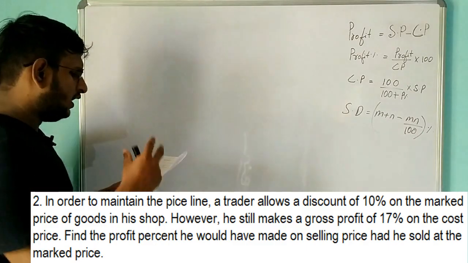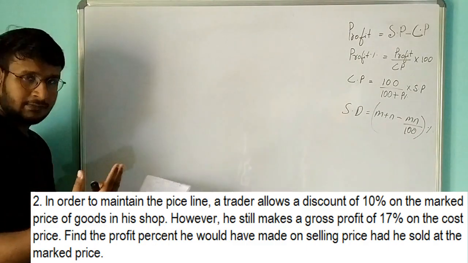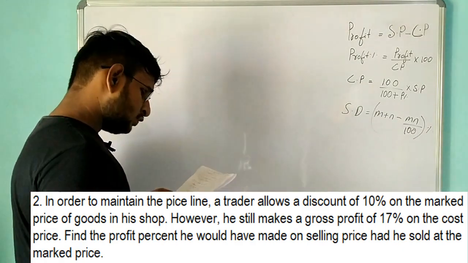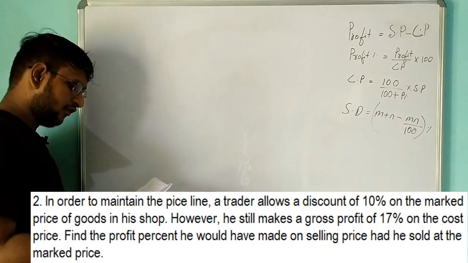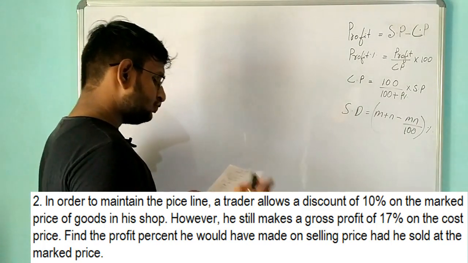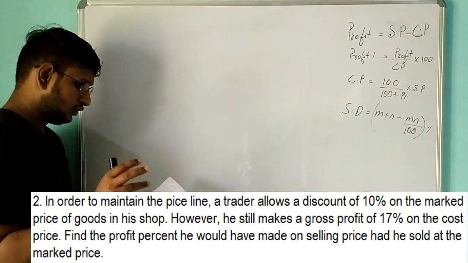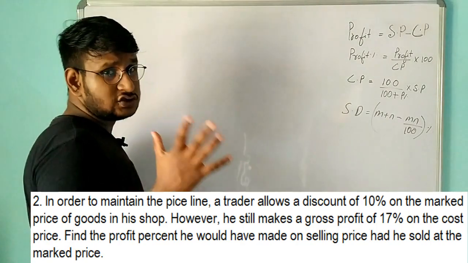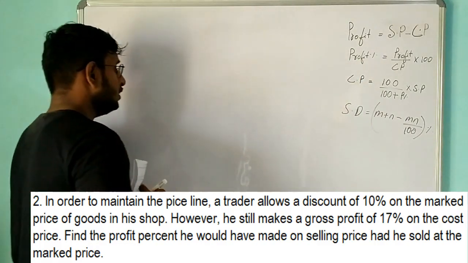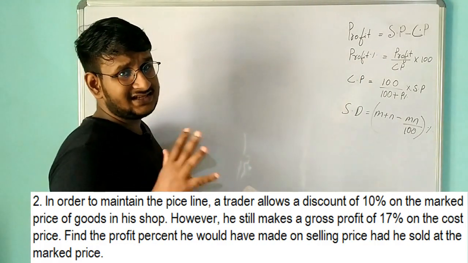So there are 2 things over here. One is the market price and one is the cost price, as well as they have said that there is a 17% profit on the cost price as well as 10% of discount. Okay, and they are asking us to find the profit percentage. So we are going to use this formula. So before going into that, let's take a variable.